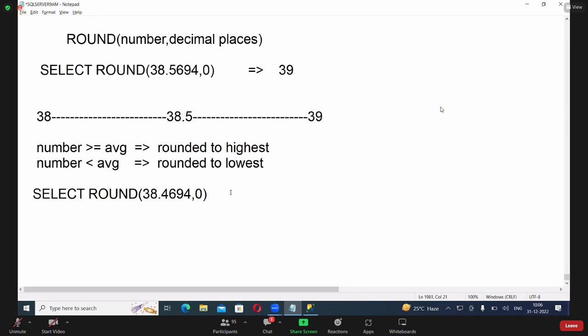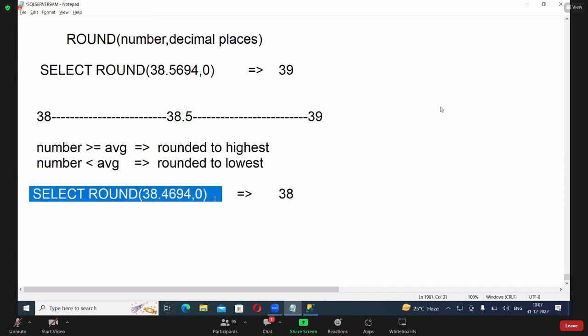Next, if I give, for example, 38.4694, what does this give? 38. Okay, because it is below average. If it is below average, rounded to lowest. Above average, rounded to highest. So this is lowest, this is highest. Okay, then this is useful.